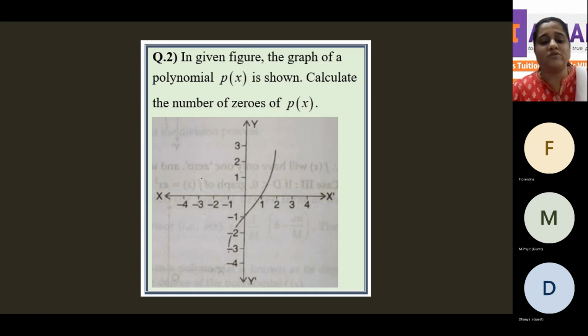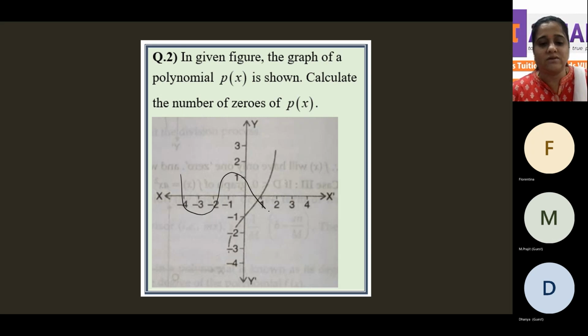The number of zeros is the number of points at which the graph cuts the x-axis only, not the y-axis. The y-axis it cuts here. Ignore this one. The x-axis, only here it intersects the x-axis. So the number of zeros is 1. Not this point, not this one. At only 1 point.